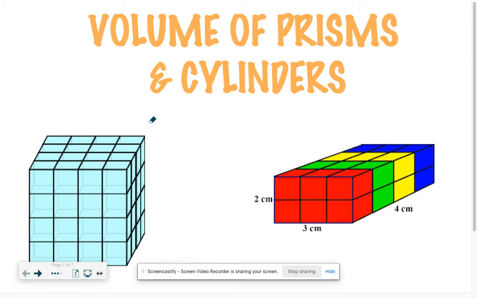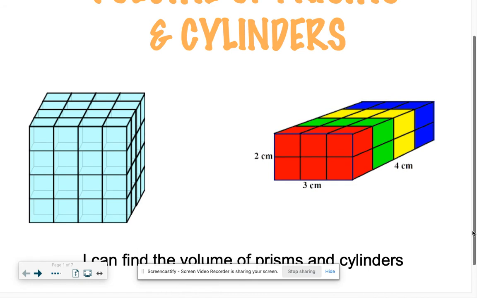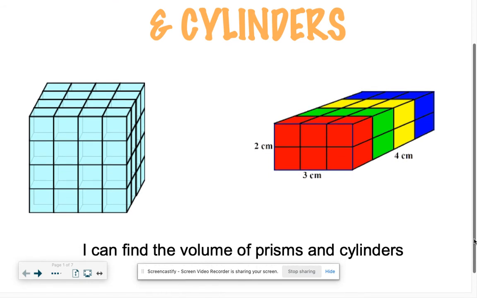Volume. Okay, we're learning volume of prisms and cylinders today. So volume. What's coming to mind? What is coming to your brains? A lot of us think length times width times height. That's volume. Basically, we're wondering how many of these little cubes can I fit into this prism here, right?